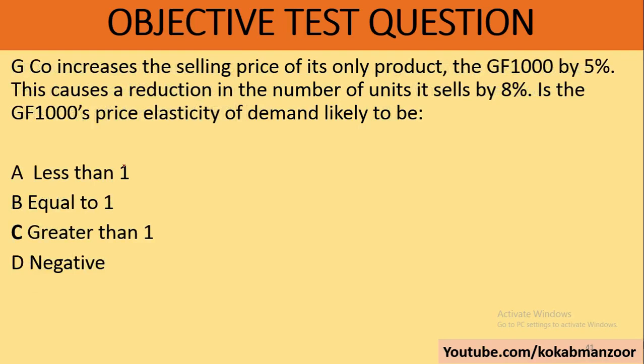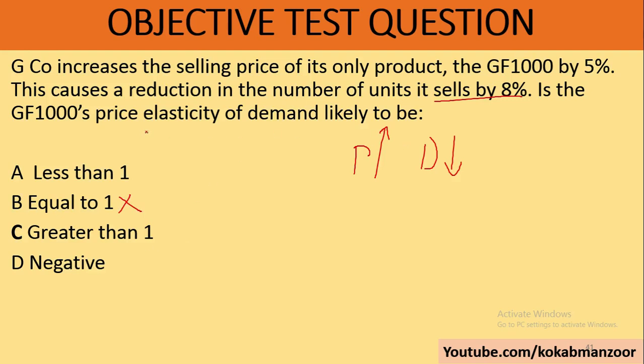The next is G company increases the selling price of its product, let's suppose 1000, by 5%. This causes a reduction in the number of unit sales by 8%. So you see, the price is increased, and demand decreased because the sales decreased. The price is increased by 5% and the sales decreased by 8%. So you remember we have studied when the changes are equal, it is equal to 1. So since the changes are not equal, this option is gone.